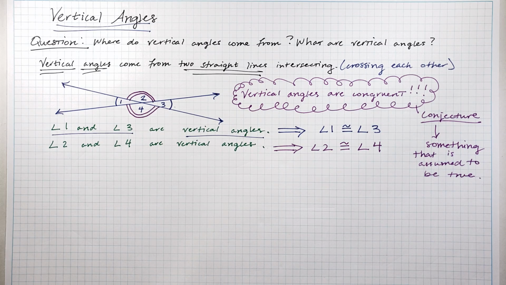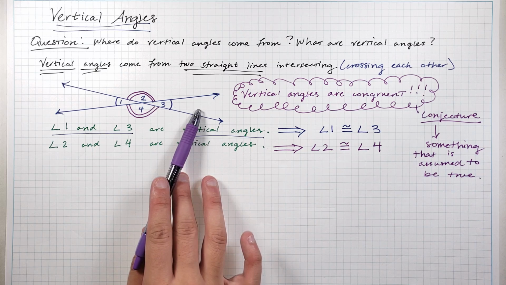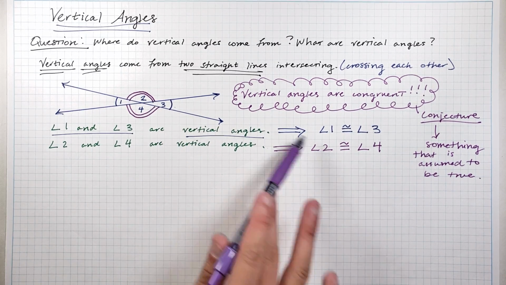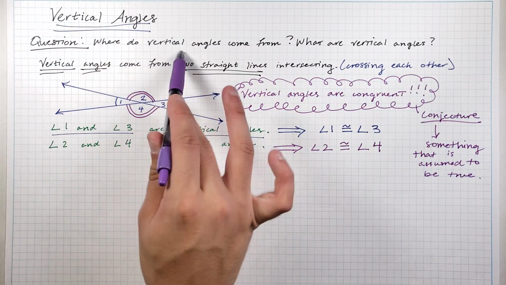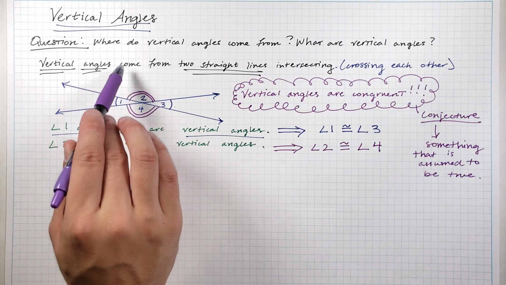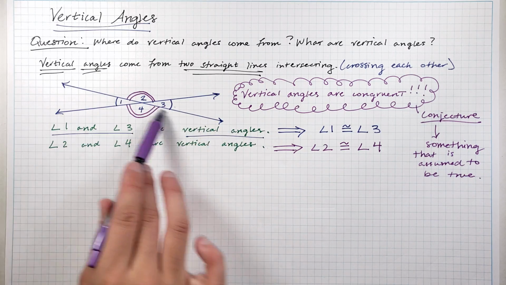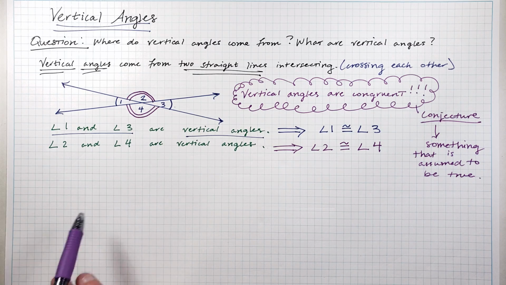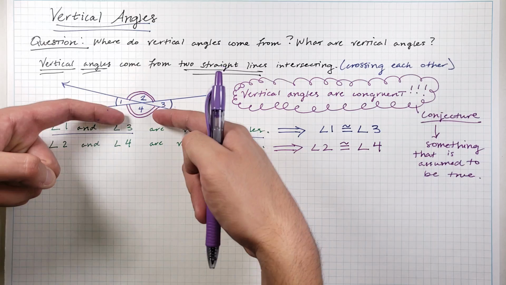Another thing we can talk about for vertical angles, maybe in some future videos, but let's go through a little recap real quick. We started off with vertical angles. We asked ourselves, where do vertical angles come from? Vertical angles come from two straight lines intersecting each other. In this case, we have this straight line crossing this straight line. And the vertical angles are literally the angles that are vertical to one another.